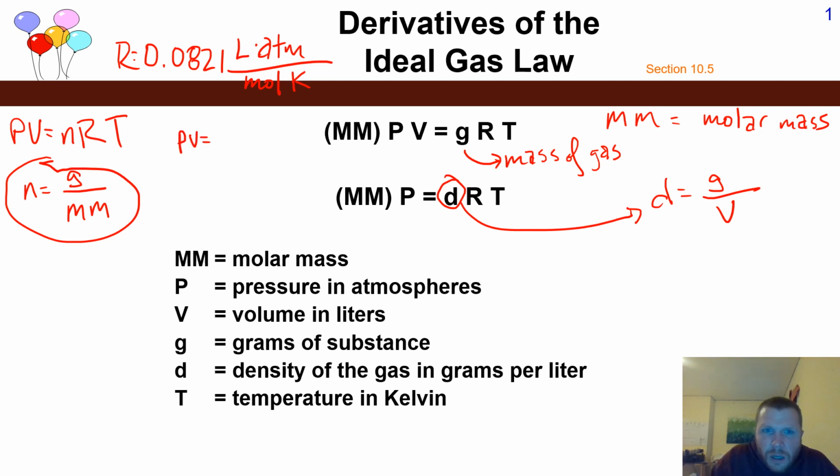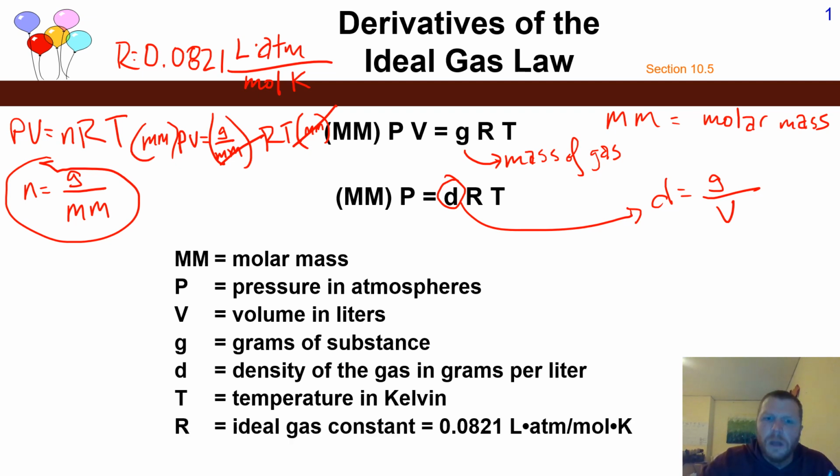PV equals G times RT divided by MM. Well, I can multiply by MM. That gets it off of this side, and I have to do it to the other side as well. So MM, and now all of a sudden I've got that. So this is algebra. I'm not going to say it's easy, but I know that you know how to do this. It takes practice though. The last variable was your R value, your ideal gas constant, 0.0821 liters atmospheres divided by moles Kelvin.